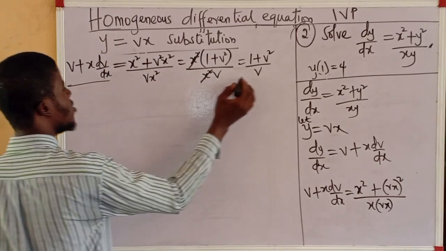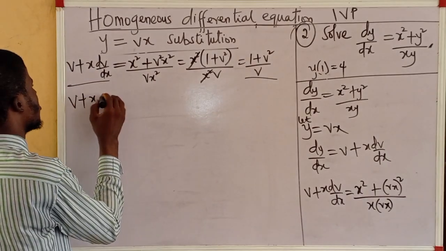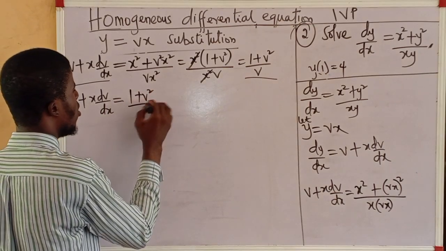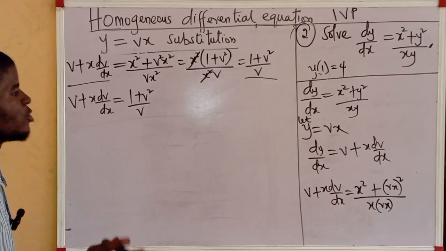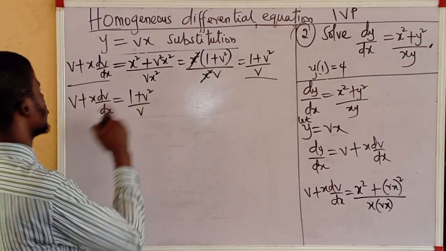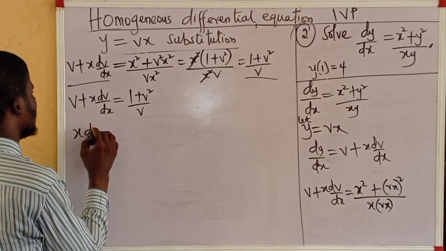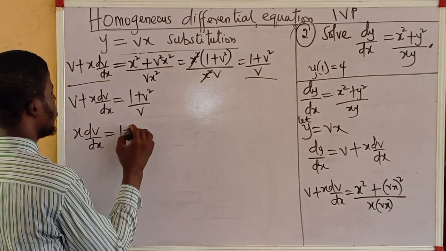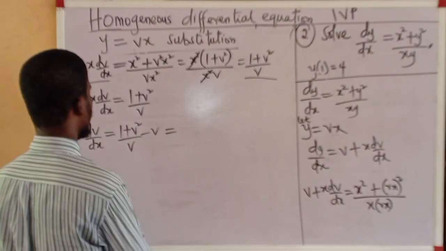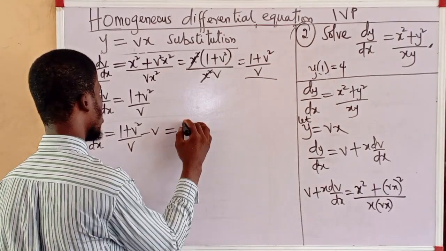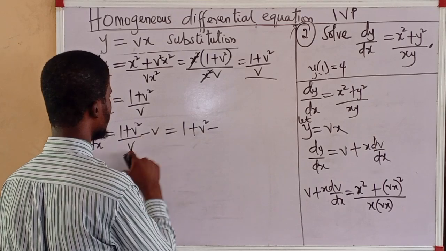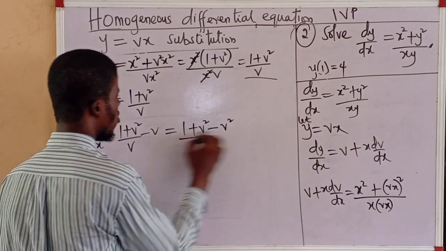So I'm working with this and this now. v plus x dv/dx is equal to what? 1 plus v squared upon v. So the goal is to separate the variables x and v in this case. So v will cross and turn to minus. We have x dv/dx equal to 1 plus v squared over v minus v. Let's simplify this. By LCM approach, we have 1 plus v squared, then minus v times v, that's v squared, all divided by the v.